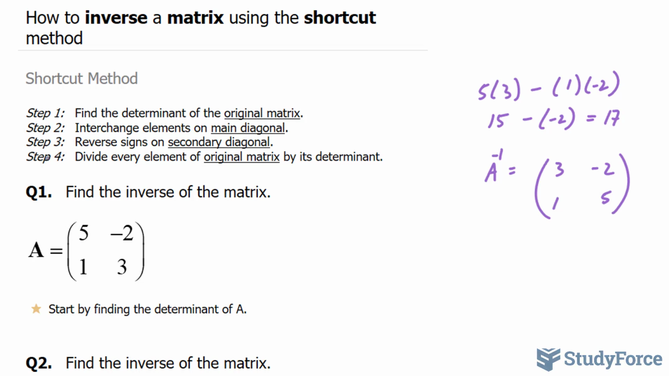Step number 3 says reverse the signs on the secondary diagonal. So the secondary diagonal is this, and we have to reverse their signs. So this becomes negative, and this becomes positive.